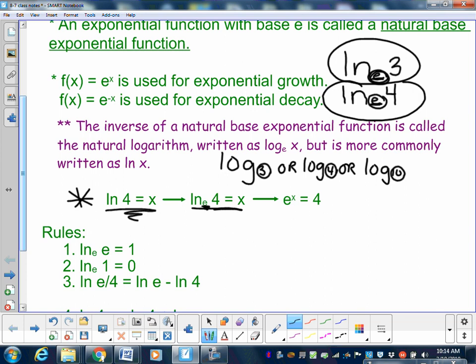How do I change this from the log into exponential? Can I do the loop around? How do you do the loop around? You start with the base, which is e, raise it to the X, and it has to equal 4. And there it is. Everything we've learned so far is exactly the same thing that we're doing today.